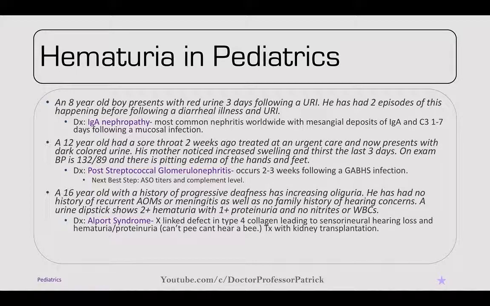To confirm, you would want to do ASO titers and complement levels. And then this usually self-resolves after about a week to 2 weeks.